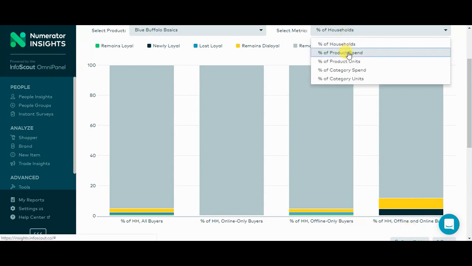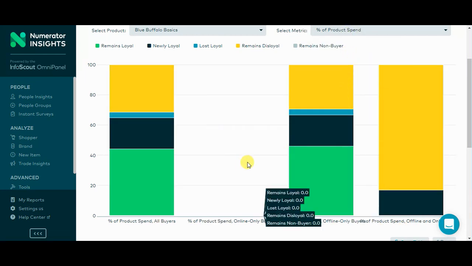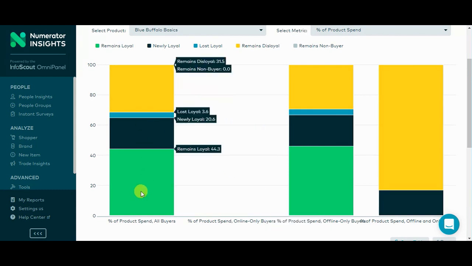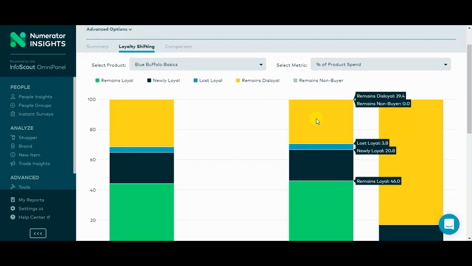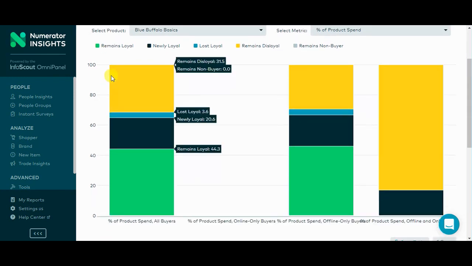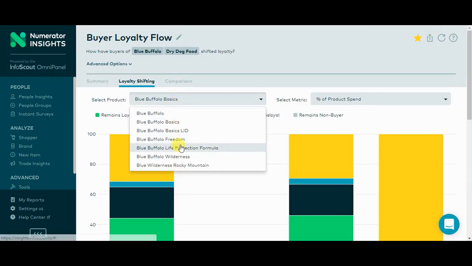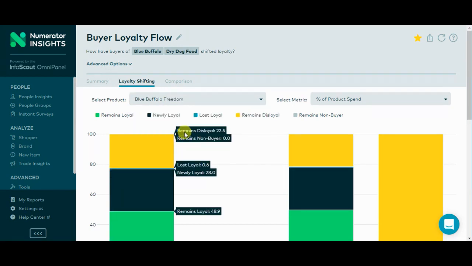But again, if we change to percent of product spend, we'll see this fill out quite a bit more. So here we can see people that are remaining loyal versus newly loyal. We can see if they are remaining disloyal or if they are lost loyals. So this is looking at what their behavior was last year versus this year and then putting them into new buckets. So we knew how many people were loyal before or what their spend was, but now we can see how many of those people are newly loyal versus remaining. Of course, you can compare this with different products and see how each of the brands compete or compare against each other.